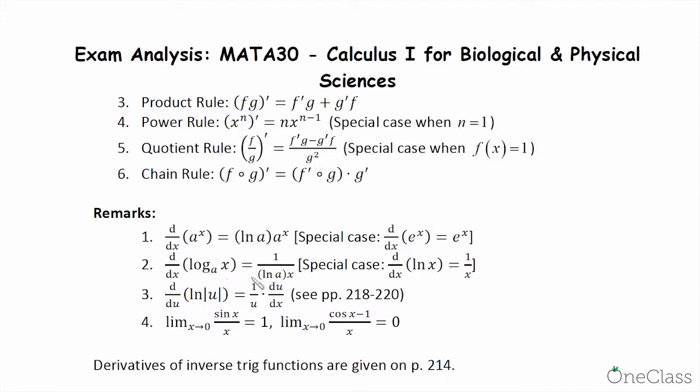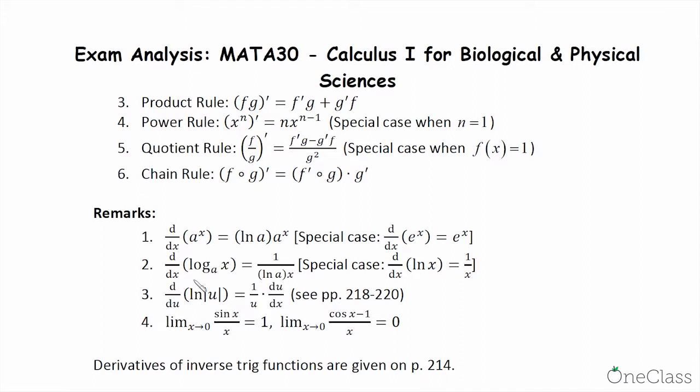The derivative of log to the base a of x is 1 over ln a times x. And the special case is when a equals e, so it's log to the base e of x, or ln of x, and the derivative of ln x is just going to be 1 over x.